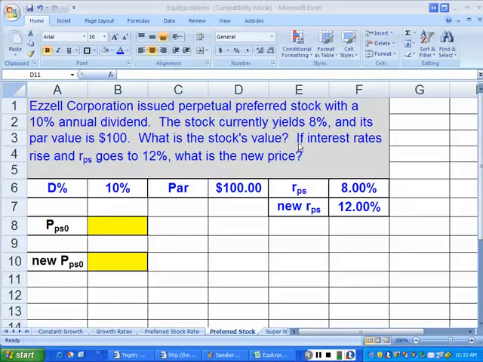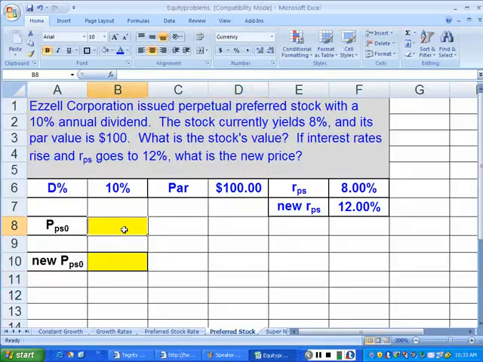Then secondly, it wants us to say, well, suppose interest rates rise and go to a 12% yield. What would that imply about the new price? Well, it's nothing more than an application of the Gordon constant growth model, where the growth rate is 0. So that's where the constant amount is.